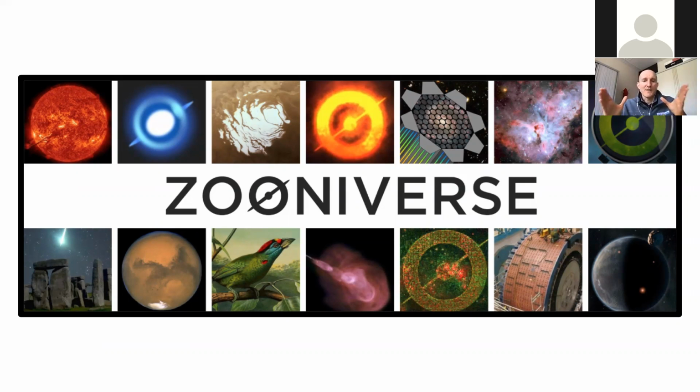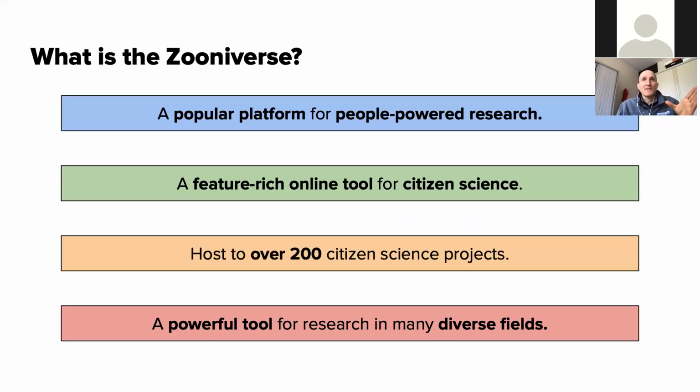You don't need to hire a developer to build you a nice citizen science platform. The Zooniverse will handle all of that for you. So what is this thing called the Zooniverse? Zooniverse is a very popular platform for what's called people-powered research. And it is designed to implement that model of citizen science that I've been talking about, that crowdsourcing model of citizen science, where you provide the data and the citizens will analyze it for you. It's a really feature-rich online tool, and it's host already to over 200 very successful citizen science projects.